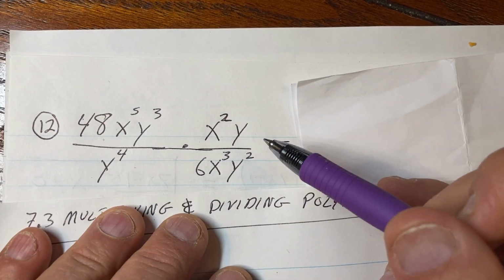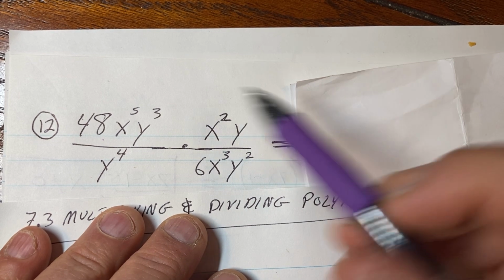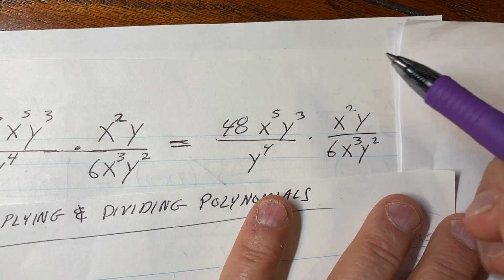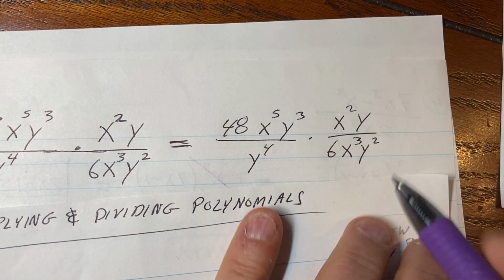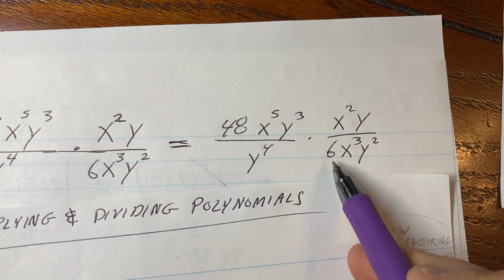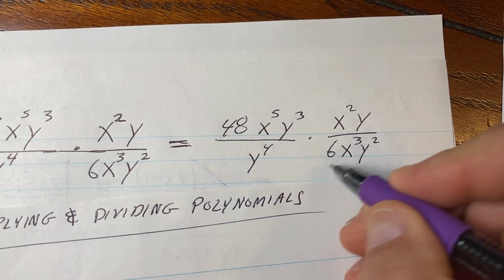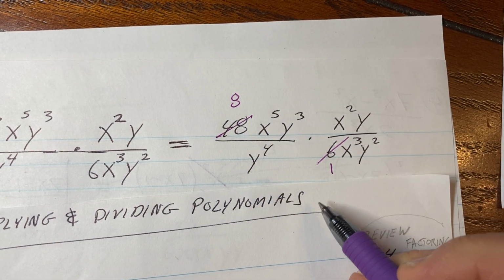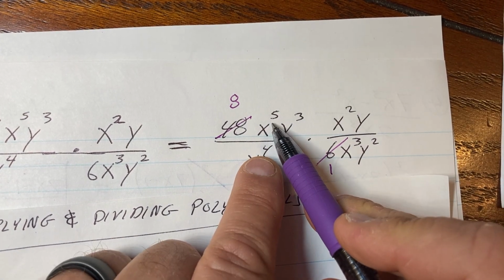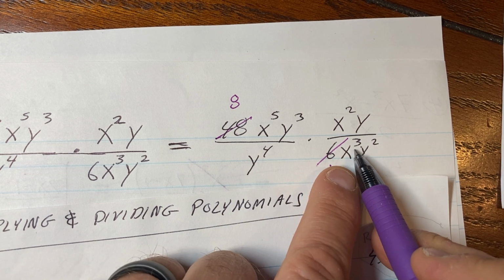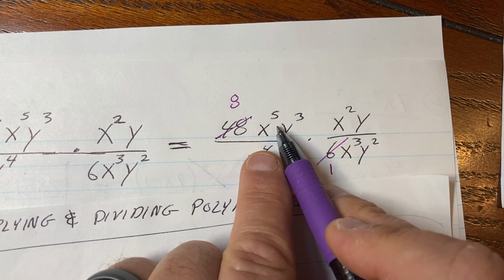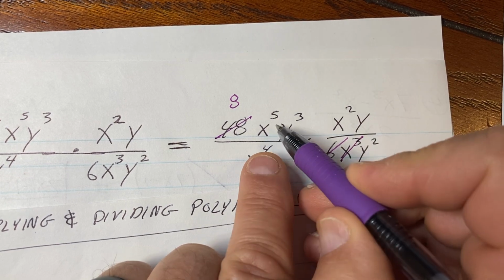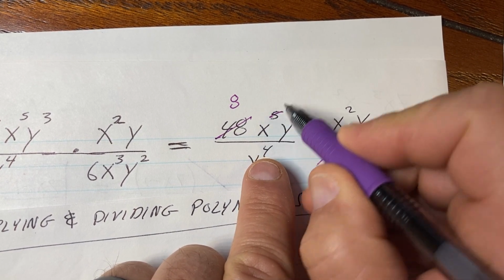So, next thing is, hey, can we start canceling? Sure thing, boss. What can we cancel out here? 6 goes into this, 6 goes into that. 6 goes into that once, 6 goes into that 8 times. We have x to the 5th on top and x to the 3rd on the bottom. There are 2 more x's on top than on the bottom, so all of those are gone and 2 of these are remaining.